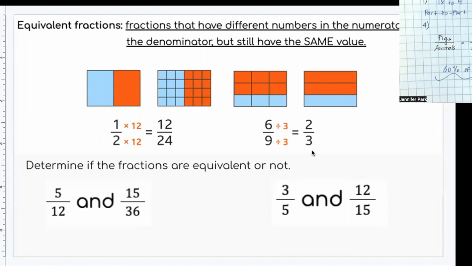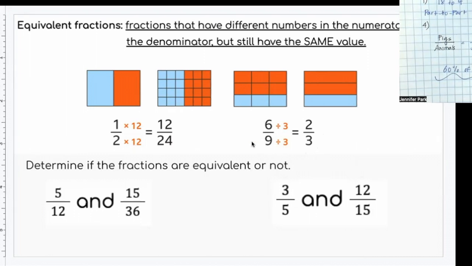Let's look at the second example. 6 over 9 is the same as 2 over 3. They are equivalent fractions because if you divide both numerator and denominator by the same number, you get the reduced fraction. You have to either multiply or divide both numerator and denominator by the same number.